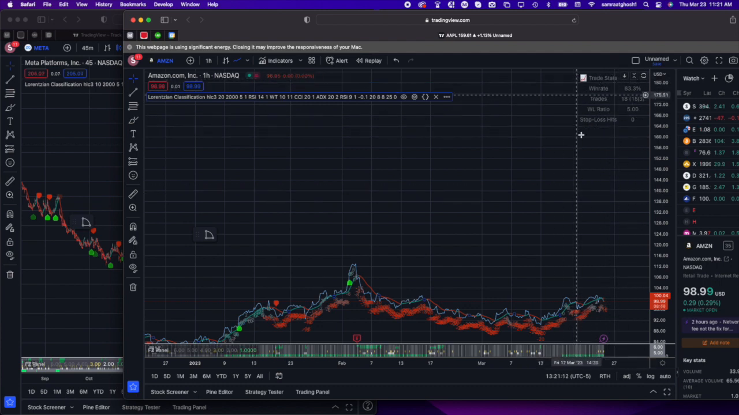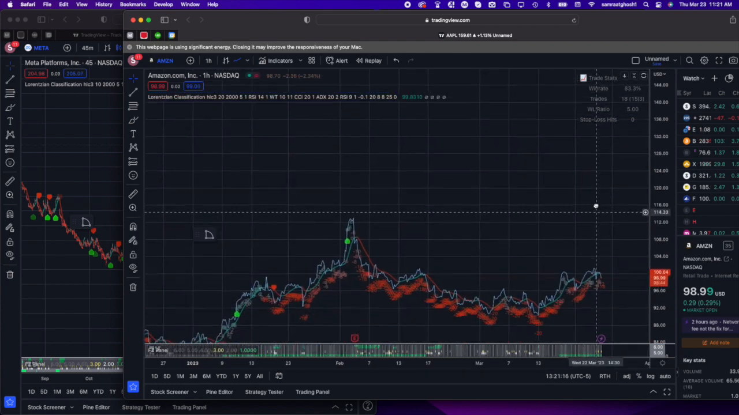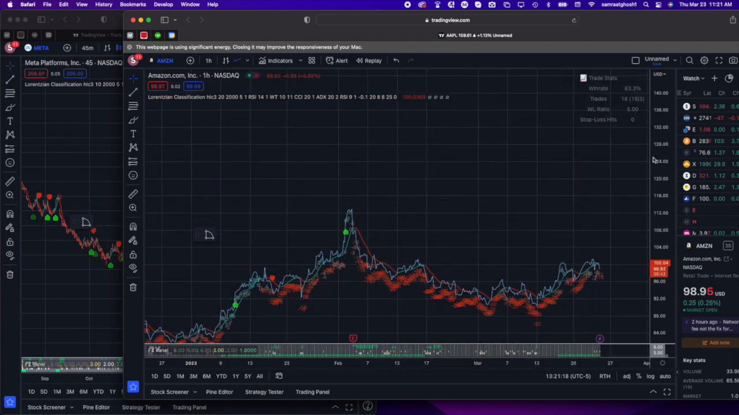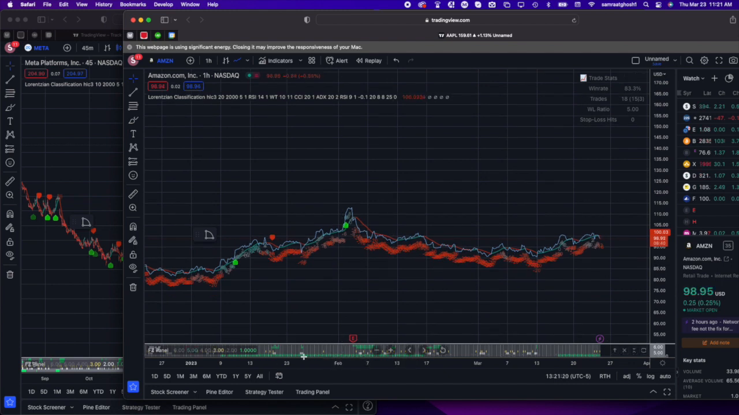83.3 on the 1 hour. 18 trades on the 1 hour. Only 18 trades. So this is obviously on a much longer time. So look at January 2023 to now.